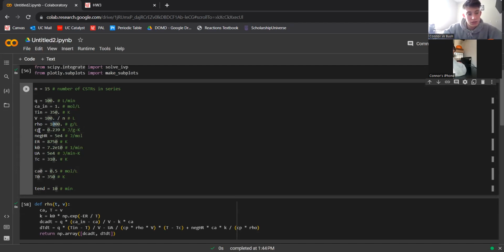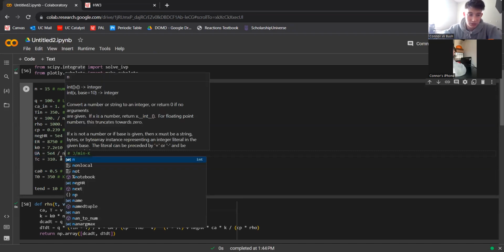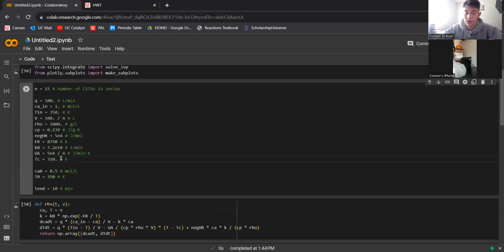I'm going to assume density is constant throughout. The heat capacity is the same. The heat of reaction will be the same. And then this activation energy over the gas constant will remain the same when we use that for the Arrhenius equation for our K values. This initial K value is going to remain the same. And then this heat transfer coefficient multiplied by the area, we're going to divide that by N as well, as stated in the directions, but also because we are dividing that area into 15 segments. This is the coolant temperature.